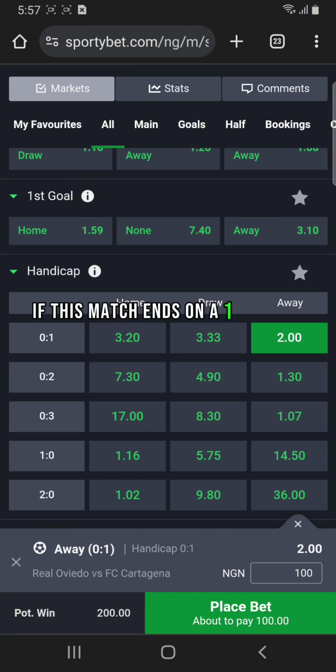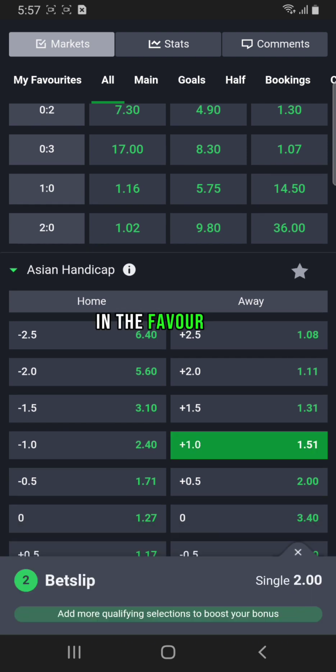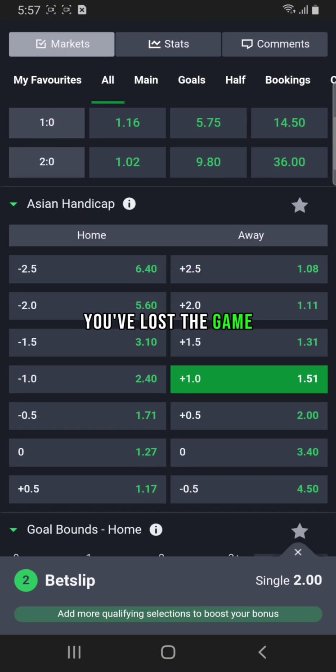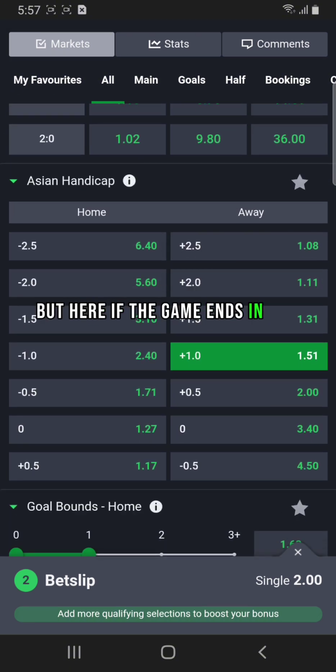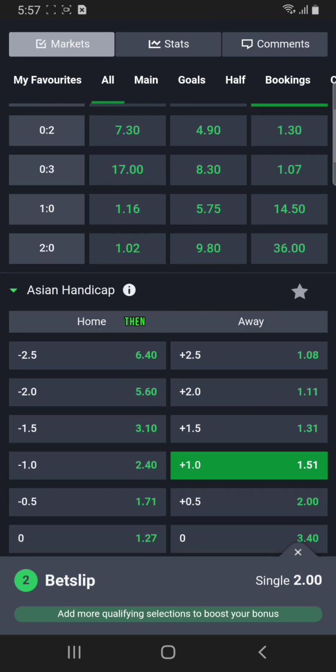If this match ends on a 1-0 win in favor of Real Oviedo, then at this very Europe handicap it is a loss. You've lost the game. But here, if the game ends in favor of Real Oviedo on a 1-0 outcome, then you win, because here you have plus advantage. That plus sign there shows a sign of a draw advantage. The plus there is an advantage of a draw in case the game ends in a draw, guys. So that is how it works.